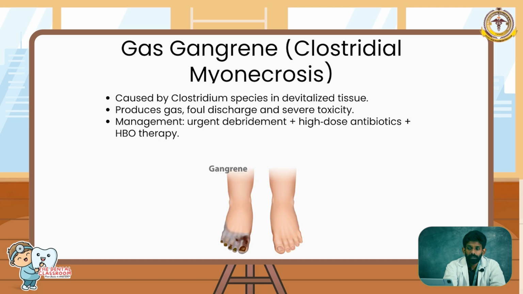Then gas gangrene. The causative organisms are Clostridium perfringens and Clostridium septicum. It occurs in devitalized tissue with poor perfusion. The patient presents with crepitus, foul-smelling discharge, and systemic toxicity. The treatment is, first we go for an emergency debridement, then empirical antibiotic coverage, followed by which the devitalized tissues are revitalized by hyperbaric oxygen. The prognosis depends upon the early recognition of gas gangrene.